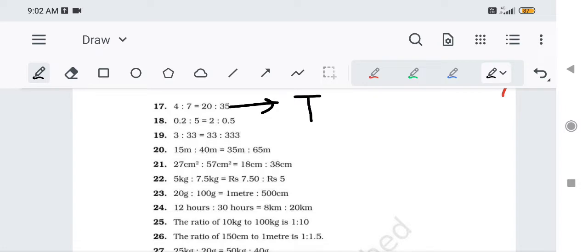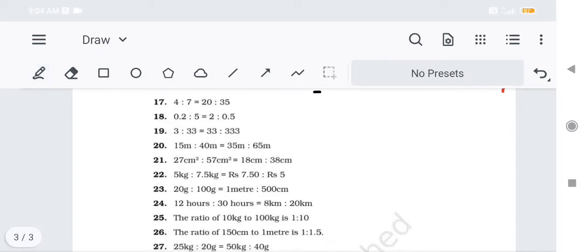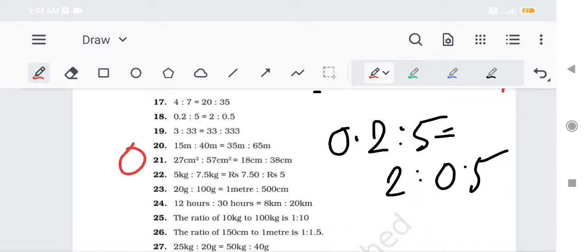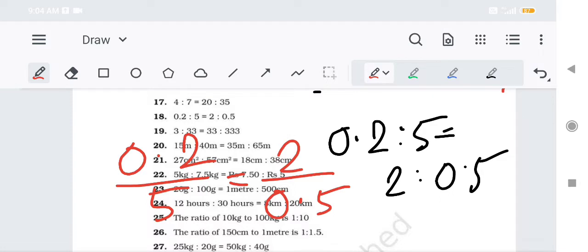Let's come to the next one. So here in question number 18 another ratio is given, that is 0.2:5 is equal to 2:0.5. So here also we have to do the same thing. First we will convert these ratios into fractions. Here I am doing so. See, here you have to understand one thing. Without doing any calculation, you can understand whether these two are equal or not.